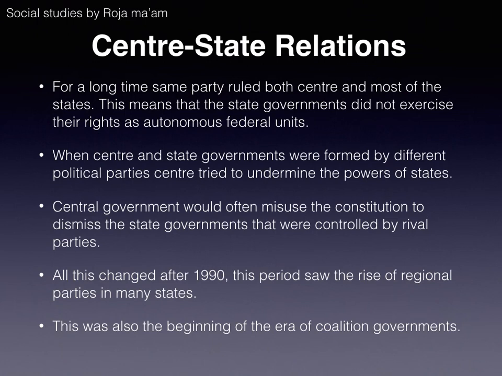All this changed after 1990. This period saw the rise of regional parties in many states. At this time, no single party secured enough majority to form the government at the center. National parties like Janata Dal made coalitions with regional parties to form the government. This was also the beginning of the era of coalition governments.